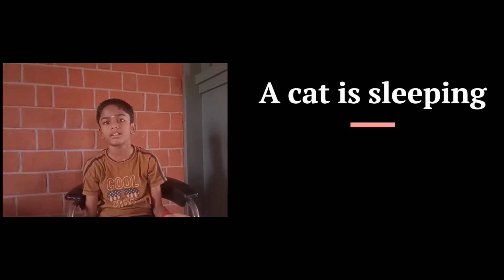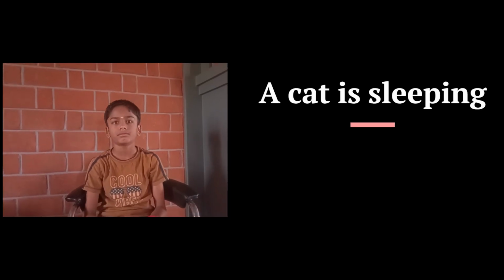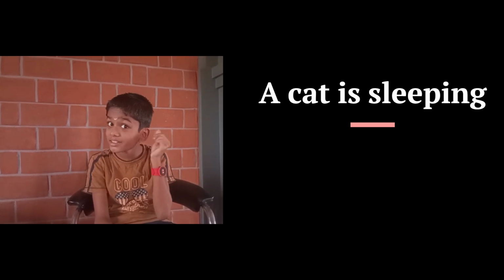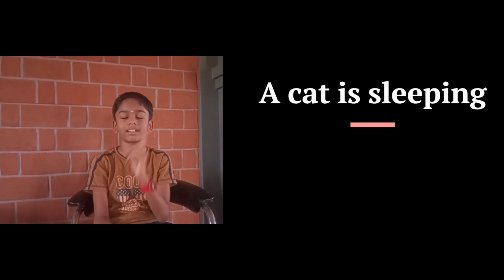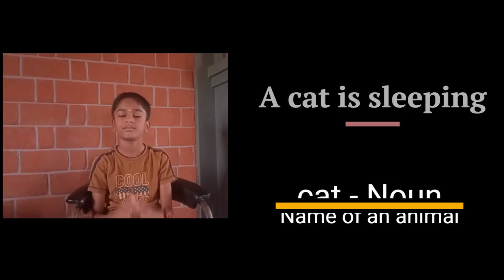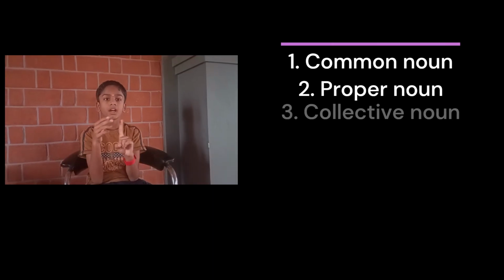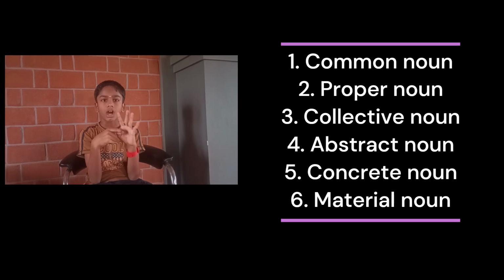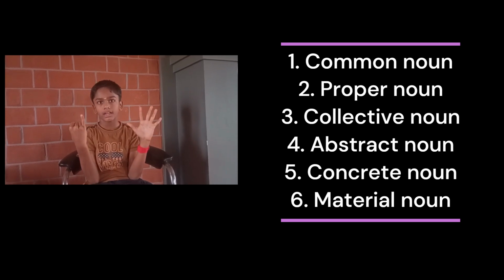Let's take a sentence. A cat is sleeping. Identify the noun here. I could hear some answers. Yes, you are right. Cat is a noun. That is the name of an animal. There are several types of nouns. They are common noun, proper noun, collective noun, abstract noun, concrete noun and material noun. There are few more that I will explain you later.